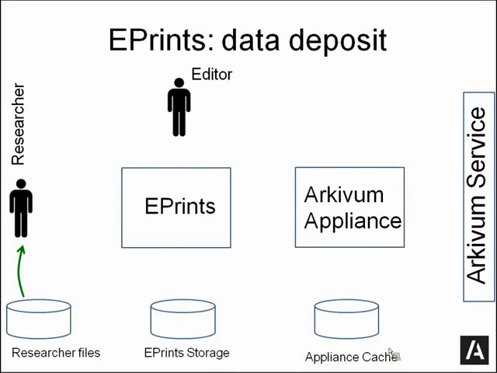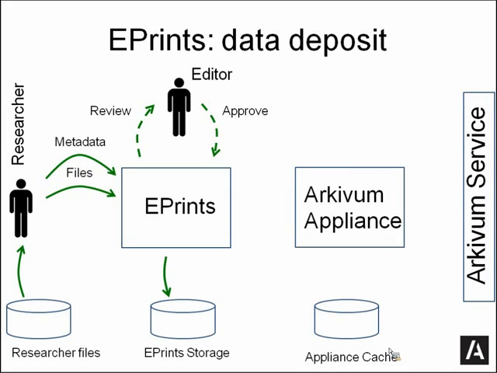They take those files, they upload them to ePrints in the normal way. ePrints puts those files in its storage. They add some metadata to complete the record. That would typically go through a review approve process by an ePrints administrator. And then those files will then go from the ePrint storage to Archivum's appliance.